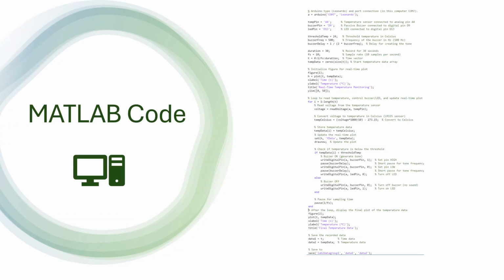This slide shows a snippet of the MATLAB code we used for our data acquisition and triggering of the outputs. We wrote a for loop to continuously read the temperature data for 30 seconds, and if the temperature exceeded the threshold, the code would turn on the LED and activate the buzzer. The real-time plot feature in MATLAB allowed us to visualize the temperature data while the experiment was running. This process ensured continuous monitoring and timely output activation.